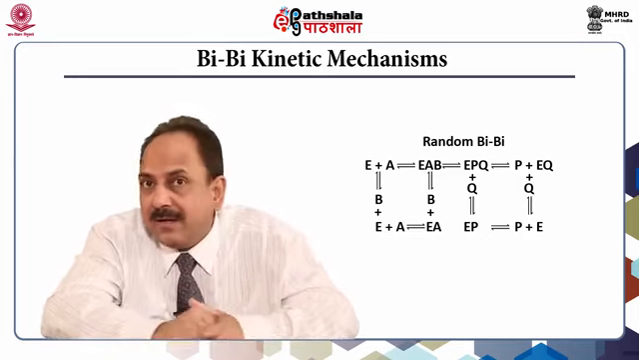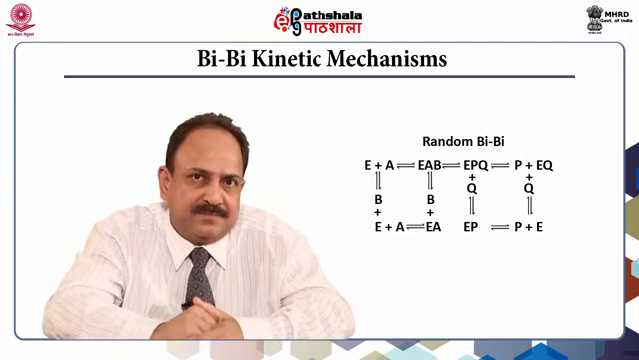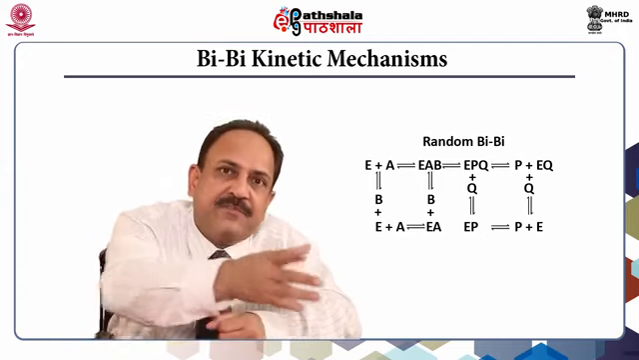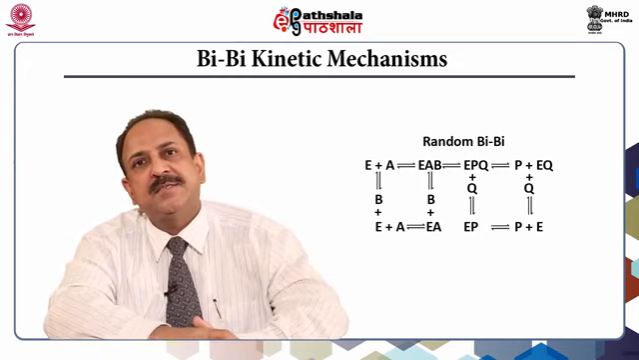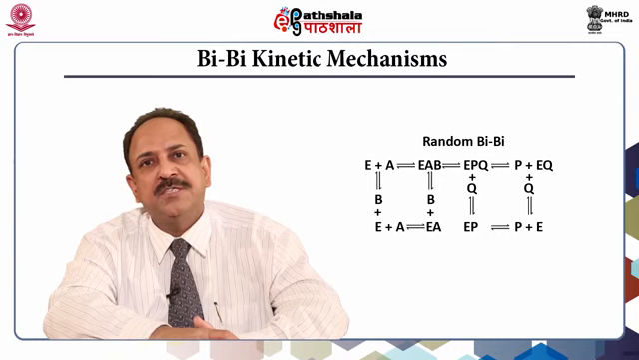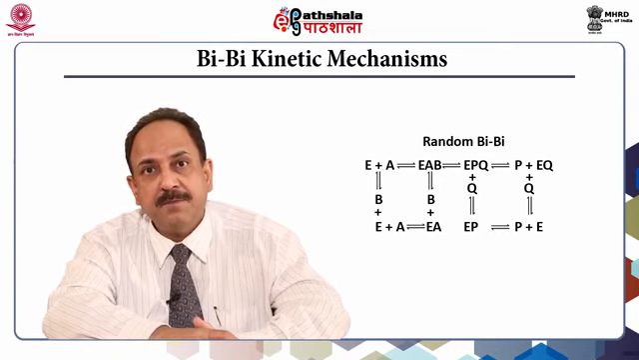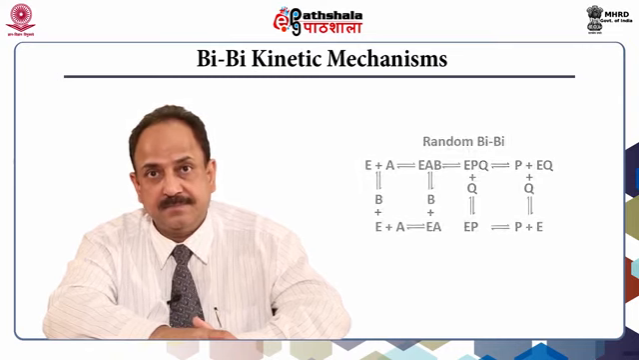Now, exit of the products is again random. That is, either P may leave first or Q may leave first. So, therefore, this is termed as, in Cleland shorthand notation, random bi bi kinetic mechanism.